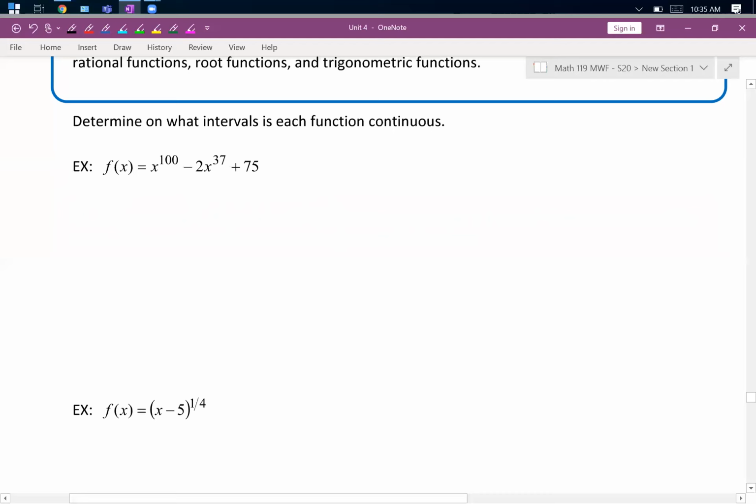So here we have a polynomial function. What's the domain? What's the domain for every polynomial? Negative infinity to infinity. That's right, all real numbers. Remember, our domain is all real numbers unless we have a variable in the denominator, a variable under an even indexed radical, a variable in the argument of a log, and then we've got to watch out for our trig functions.